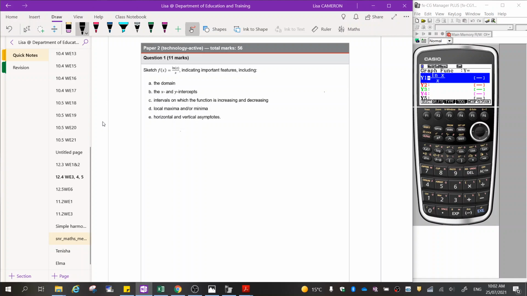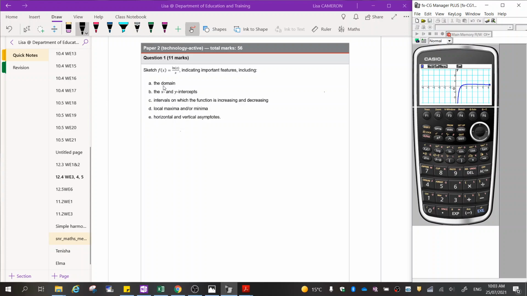Sketch this function indicating the important features. So we're going to go straight to drawing. I've input my function. That's what it looks like. Now we're going to have to solve for a couple of pieces of information just to double check that they are what they look like.